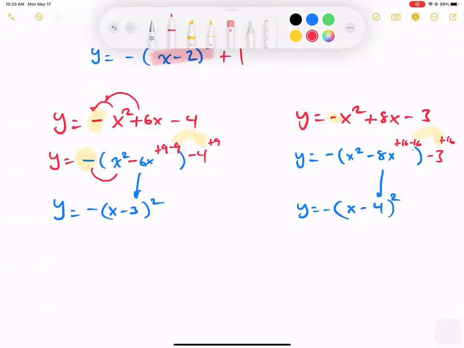All right, now we have like terms here. 9 minus 4 is plus 5. On the right, we can combine those things on the last. 16 minus 3 is 13. And that's it.